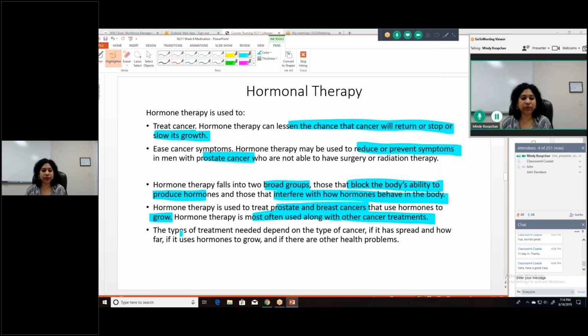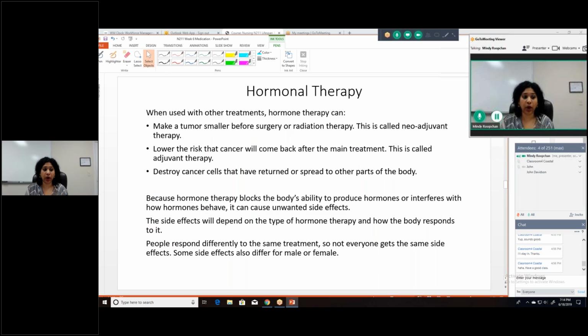So the type of treatment that's needed depends on the type of cancer, if it's spread, and how far it's gone. If it uses hormones to grow, then you want to interrupt it. Also, when used with other treatments, hormone therapy can make a tumor smaller before surgery. It's called neoadjuvant therapy. It can lower the risk that the cancer is going to come back, called adjuvant therapy. It can destroy cancer cells that have either returned or spread to other parts of the body.